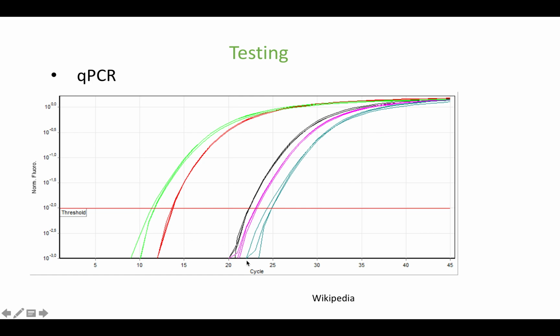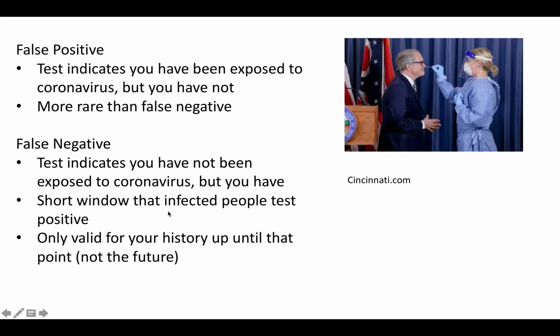You could maybe be out here on the edge of being negative, and it's sort of a judgment call. That's a possibility. But if you get a strong signal from a qPCR test, it's pretty reliable that that sample has coronavirus in it. So false positives are more rare than false negatives when using qPCR. But when using the antigen test, that's based on an antibody, they can still show up.